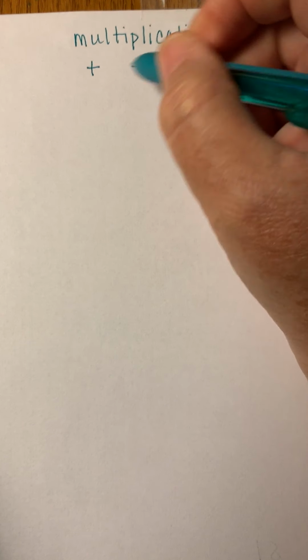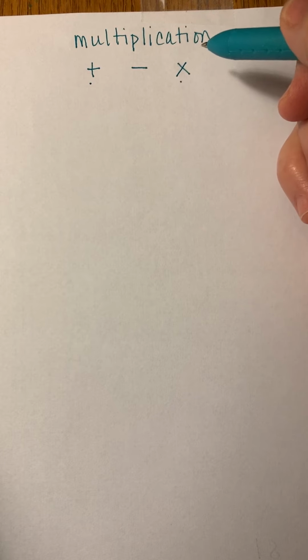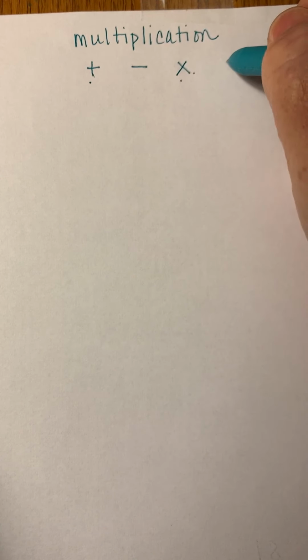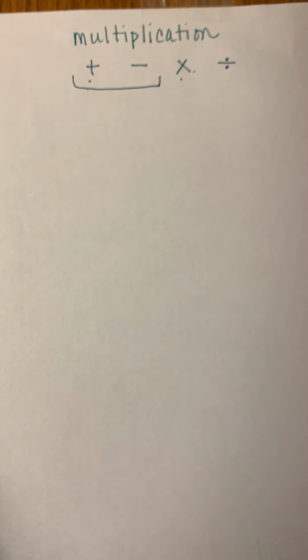Multiplying works like addition. It's just a faster way of adding. You're just adding groups of numbers over and over. And then there's also this one that's called division. We haven't talked about that one yet. So when I look at these symbols, kindergarten, first grade, and second grade was all about addition and subtraction. Right? And now you're getting closer and closer to being a third grader. So let's talk about this one.